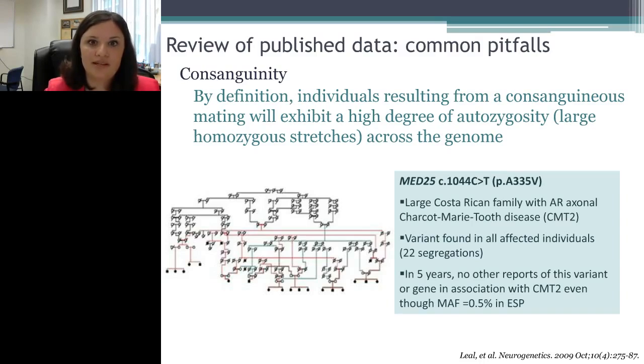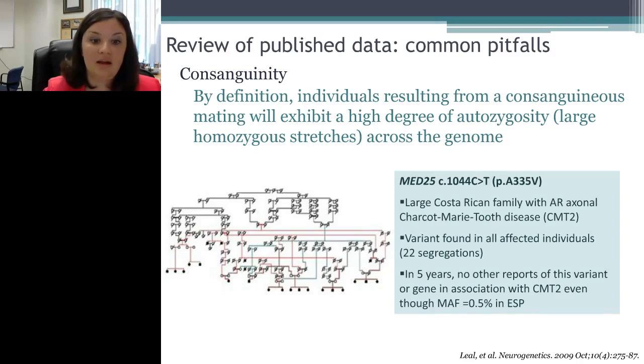However, when we were doing an analysis on this variant, we noticed that in 5 years since this original publication, no other reports of this variant or gene in association with CMT or any other diseases have been reported, even though we now know that the minor allele frequency of this variant is about 0.5% in the Exome Sequencing Project database. Given that the minor allele frequency is so high, we would have expected to see at least one additional patient with this gene-disease association. That calls into question this variant and its role in disease.